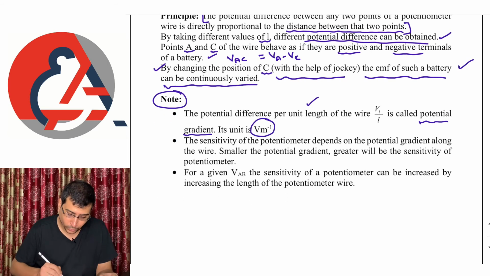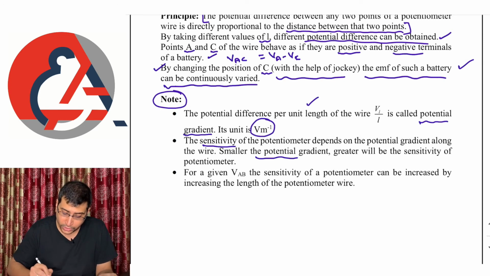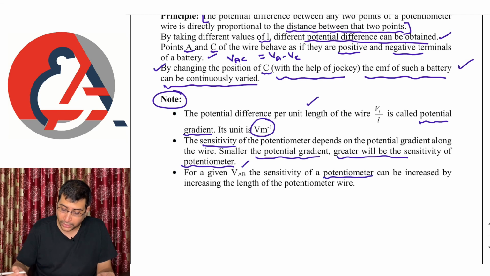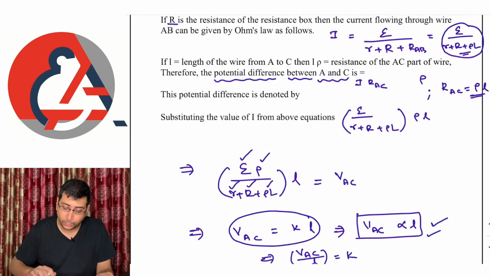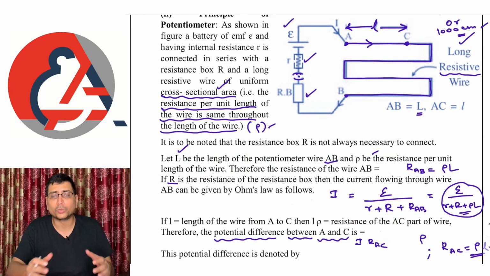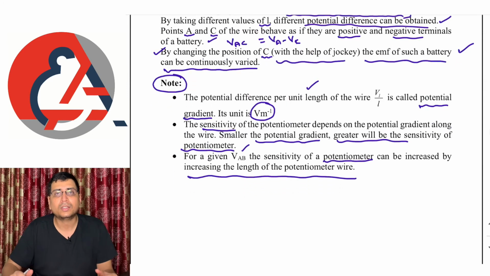And the second important note is, the sensitivity of a potentiometer depends on the potential gradient along the wire. That is, smaller is the potential gradient, greater will be the sensitivity of the potentiometer. Have this point in your mind. And the last important note is, for a given potential difference between AB, the sensitivity of the potentiometer can be increased by increasing the total length of the wire. Here AB is the total length of the potentiometer wire. If you want a more sensitive potentiometer, what you can do is increase the overall length of the potentiometer. Hence, we can achieve the required sensitivity.